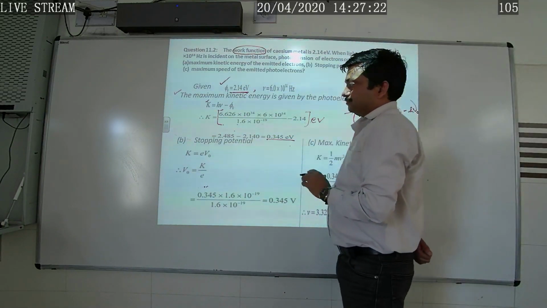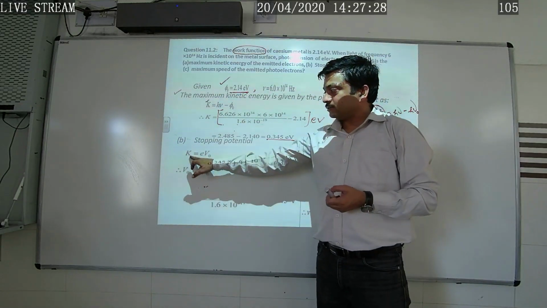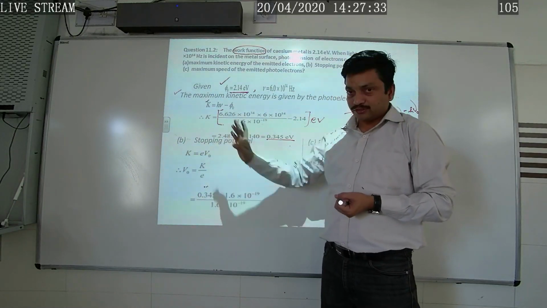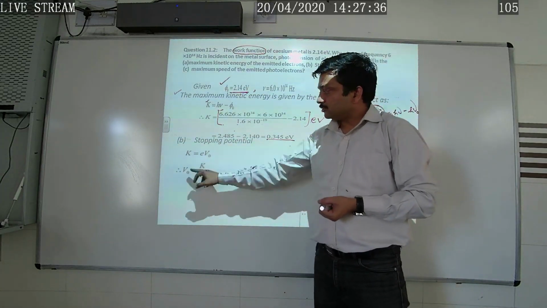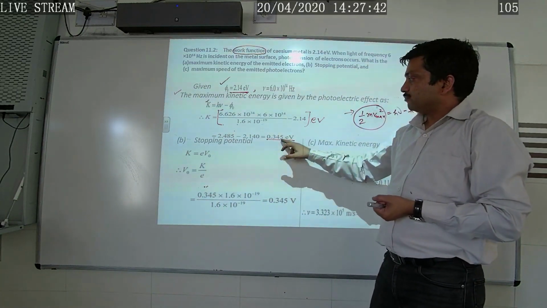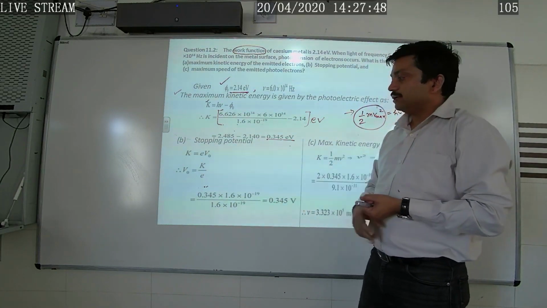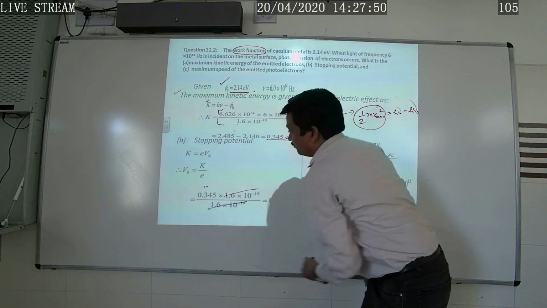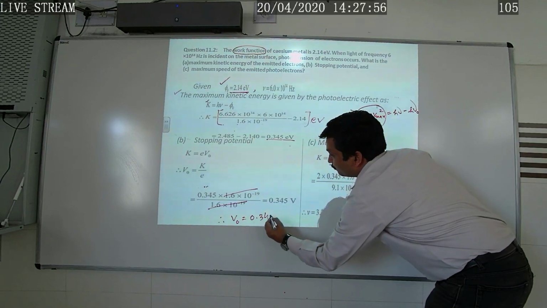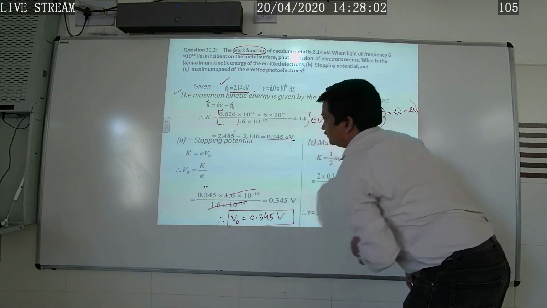Further, the stopping potential: according to the photoelectric effect, the maximum kinetic energy of the emitted photoelectron is equals to eV naught, that is the work done by the stopping potential. So V naught, that is the stopping potential, will be K over e. What is the value of K? 0.345 eV. Simply here we can write eV divided by e. So e and e will get cancelled out, and we got the required answer, the stopping potential. Therefore V naught is equals to 0.345 volts. So this is the required answer here.